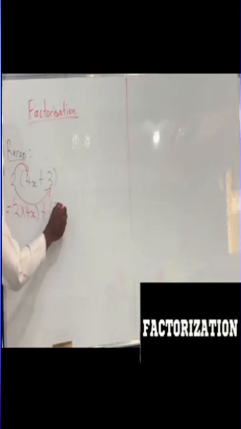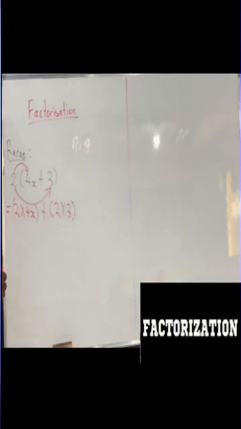Look at this one, for example, 2 bracket 4x plus 3. To expand it, we're going to multiply 2 and 4x and also multiply the 2 with the 3. So this 2, because it is outside of the bracket, means it's going to multiply every term in the bracket, multiplied by 4x and also 2 multiplied by 3. Then here we get 8x plus 6. So this is what we were doing when we were looking at expansion of brackets.